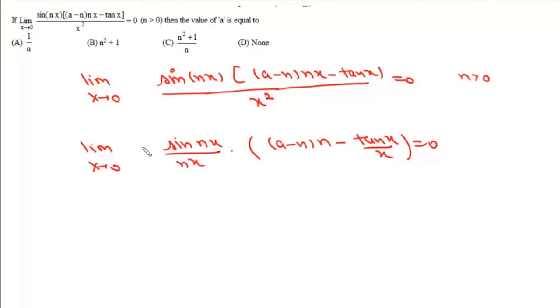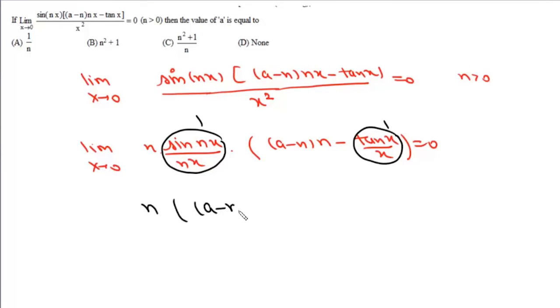Here we'll multiply and divide with n. Now this is standard limit 1, 10x upon x is also standard limit 1, so it will be this n into a minus n into n minus 1 equals 0. So from here we can write a minus n equals 1 by n, or the value of a must be n plus 1 upon n, and that's your option C.